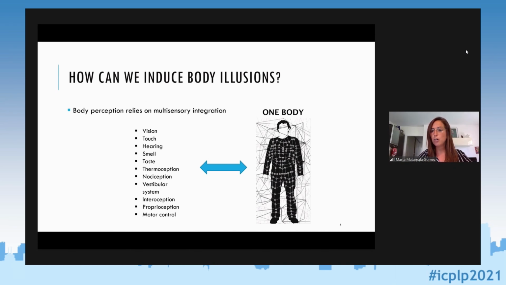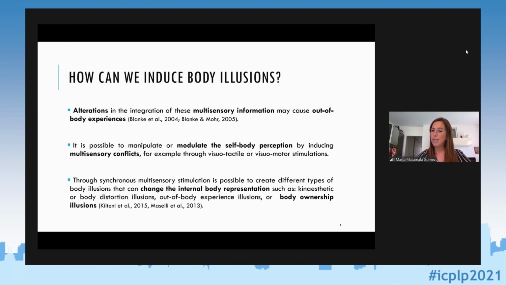The perception of the body relies on multisensory integration. So by manipulating this multisensory integration, we are able to change the representation of our body. In this workshop, we will focus on body ownership illusions.